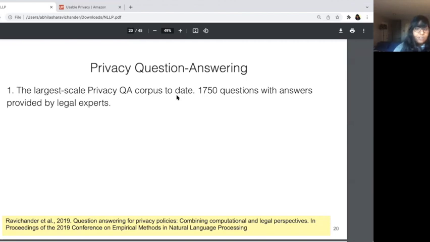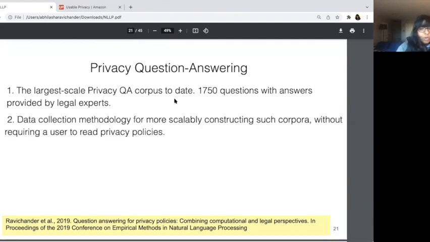So we tried to have a more ecologically valid data collection procedure that would scale. What we did instead is that we showed crowd workers descriptions of the app as they are available on the Google Play Store. And we asked them to imagine what kinds of questions they would ask if they were thinking of installing this app.